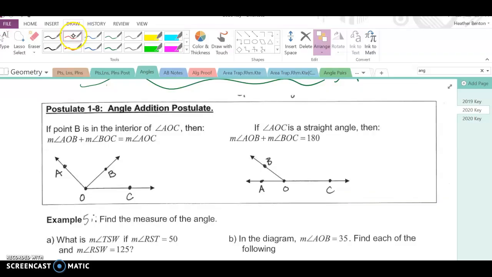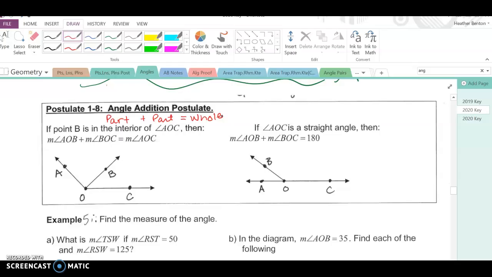And so we've seen this addition postulate term before. I don't know if you remember, but we had something called the segment addition postulate. And the segment addition postulate was part plus part equals whole for segments. So you might guess that this is part plus part equals whole, except for angles.